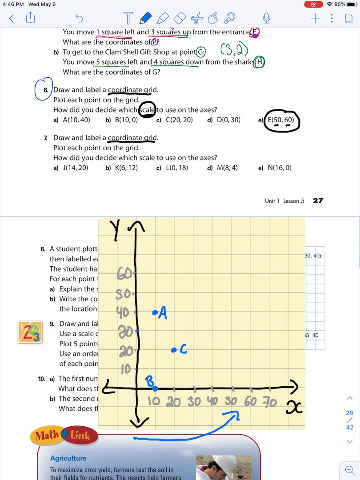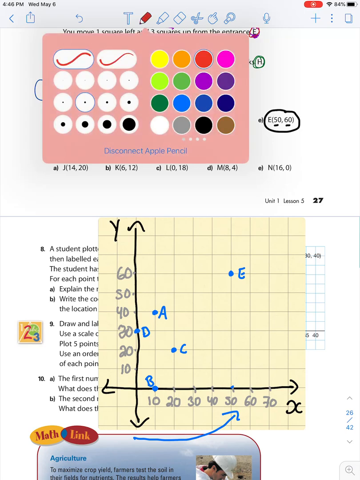Then D is 0. I don't move across at all, but I go up 30. And then next I go across 50 and then I go up to 60. So it's going to be way up here, which is E.